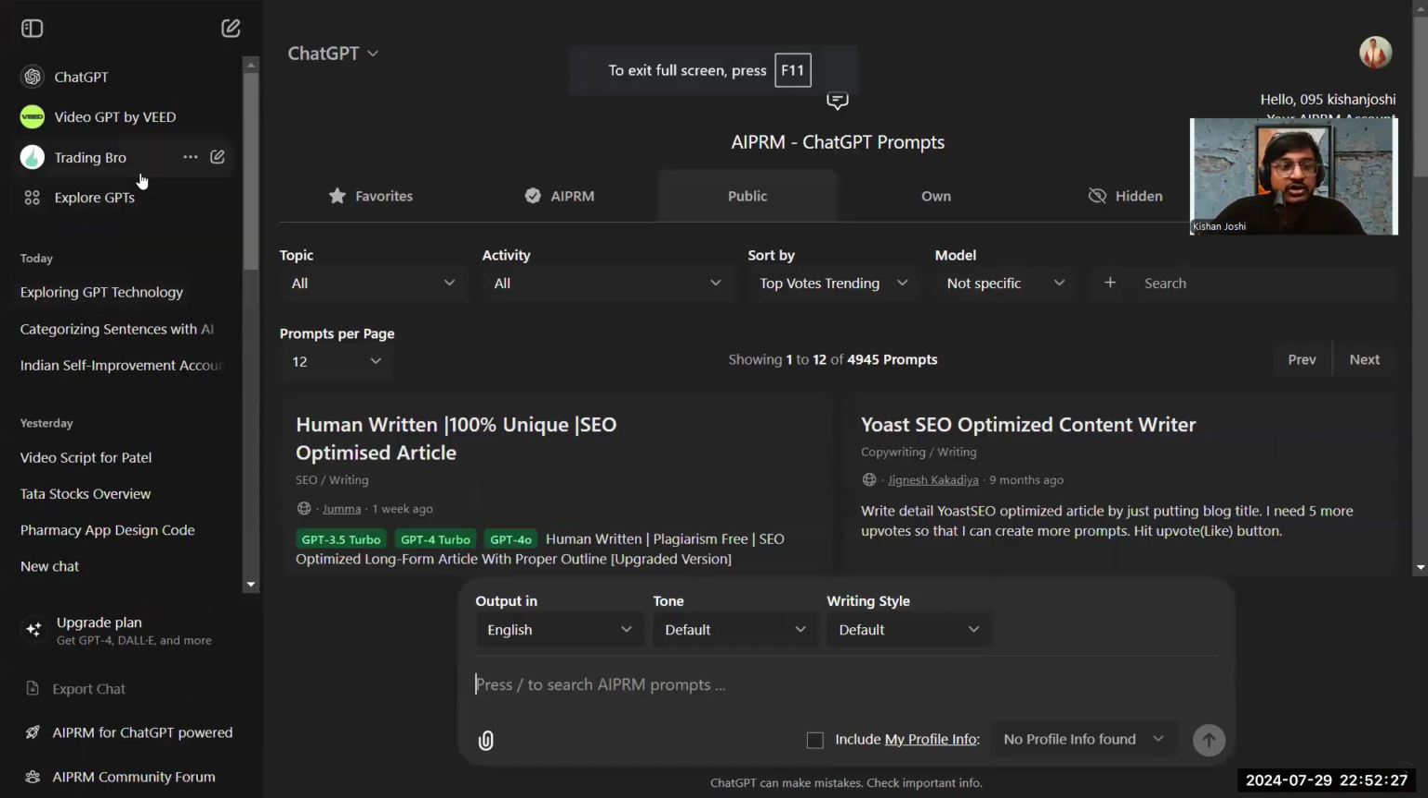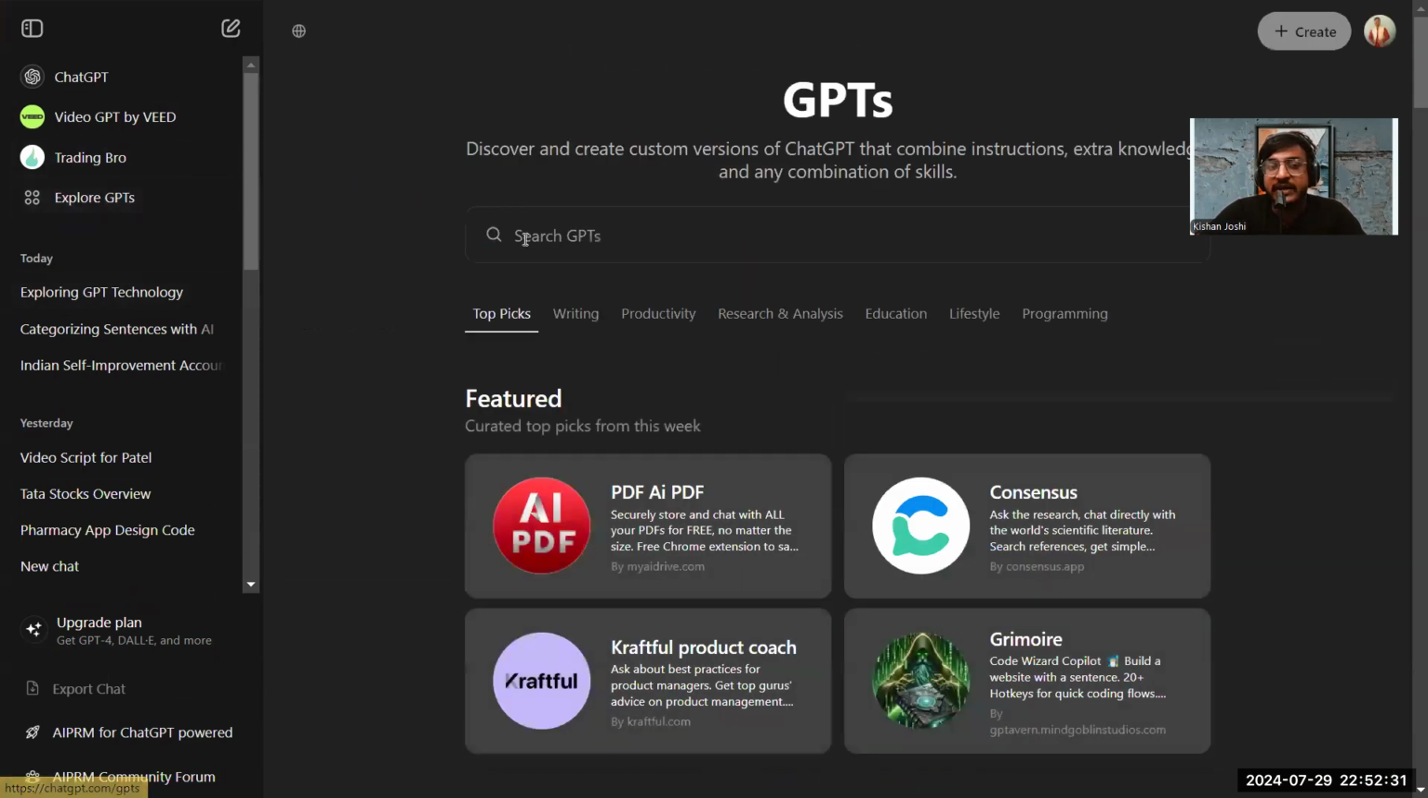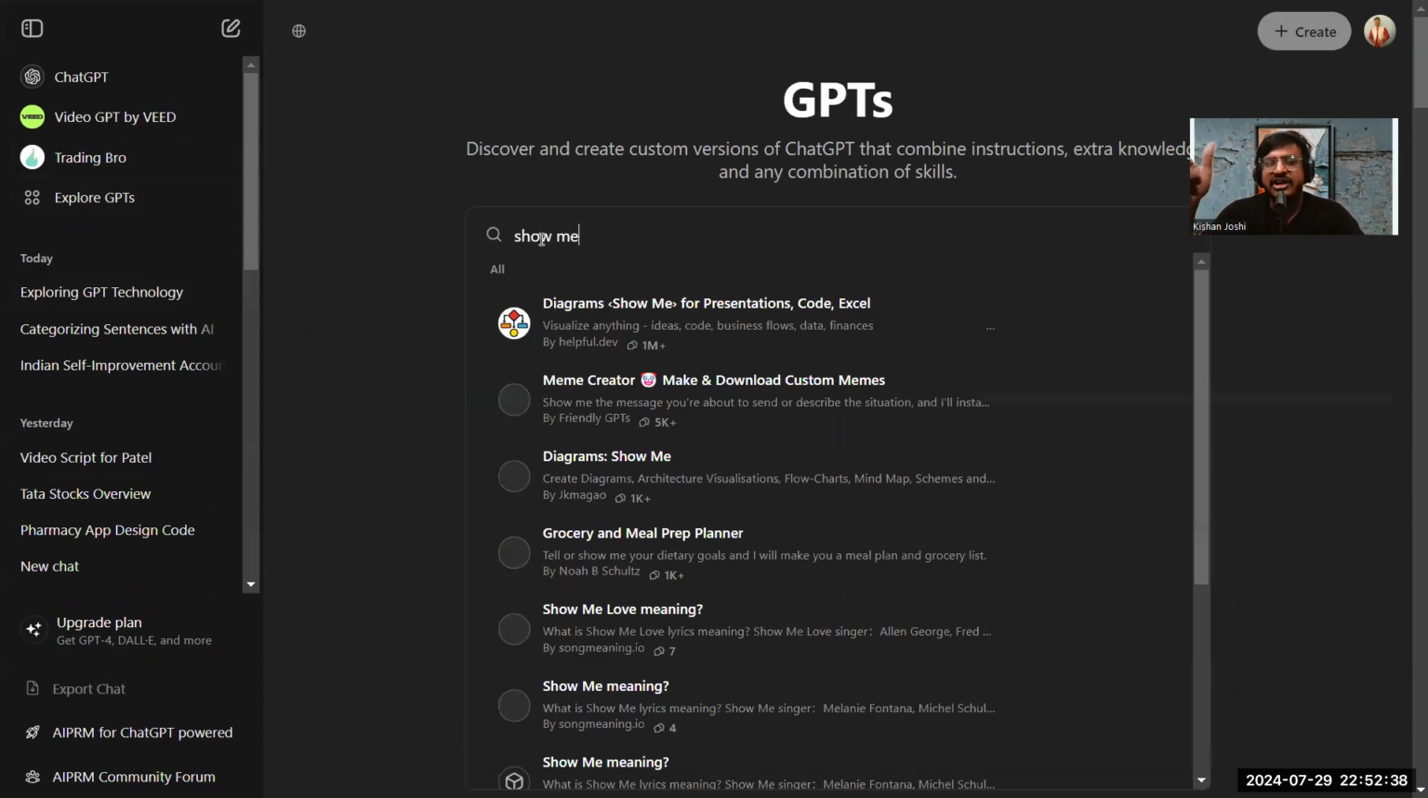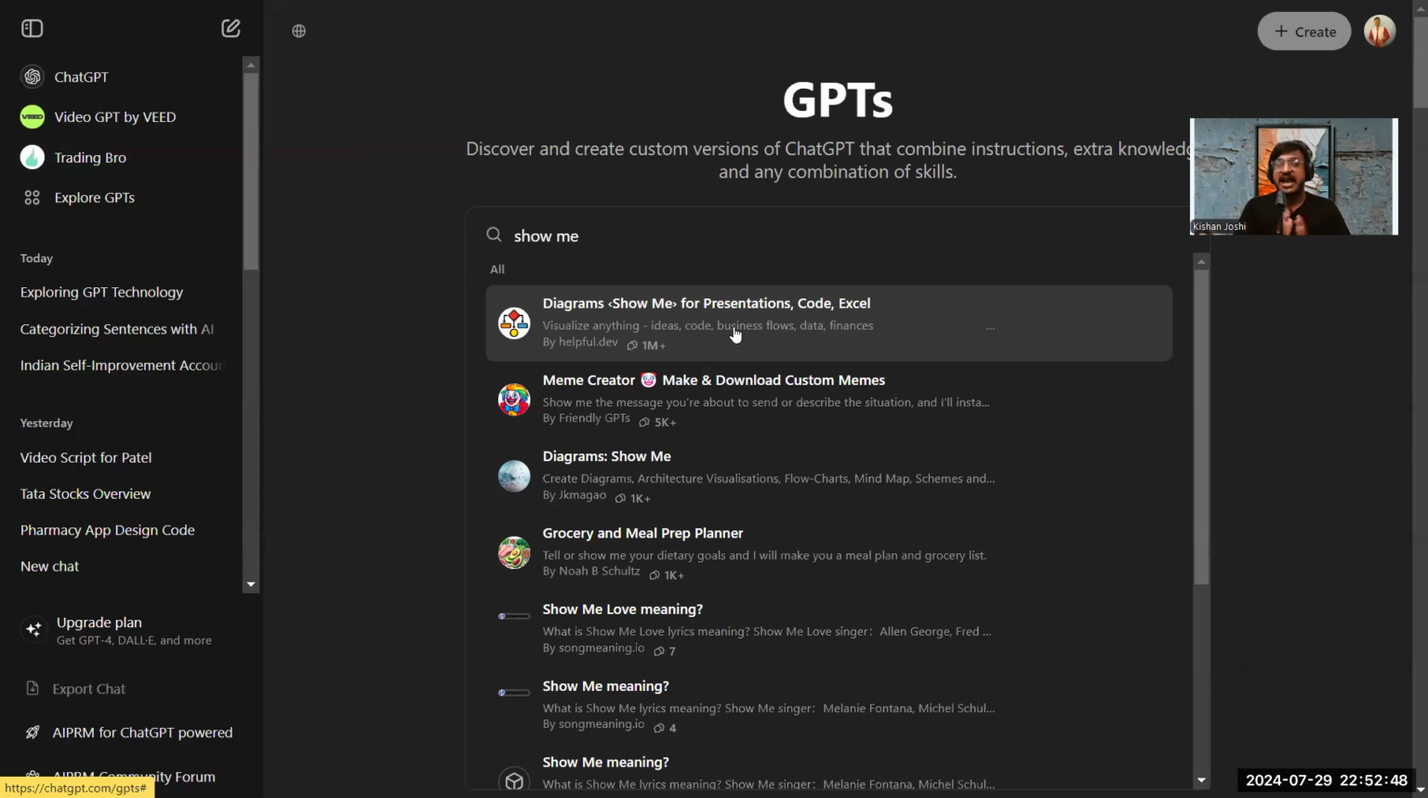Let me go into this particular section, and today we are going to talk about Show Me. Show Me is for diagram creation. Diagram: Show Me for presentation, code, and Excel. It is specifically designed for diagram purposes. So if we want to add diagram capability to ChatGPT, just click on it.